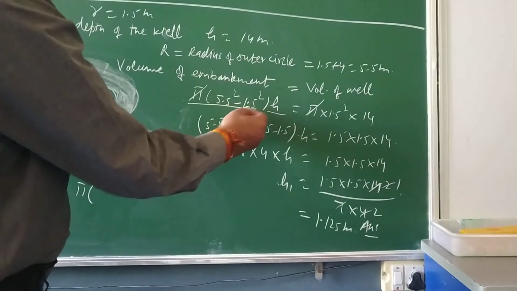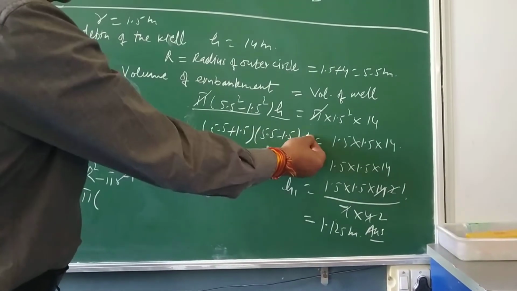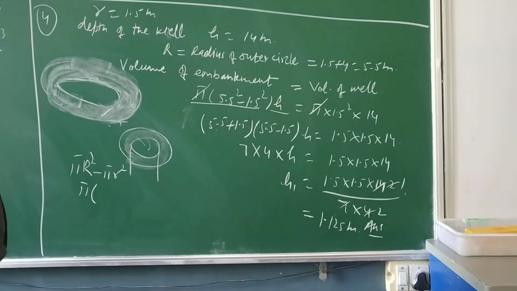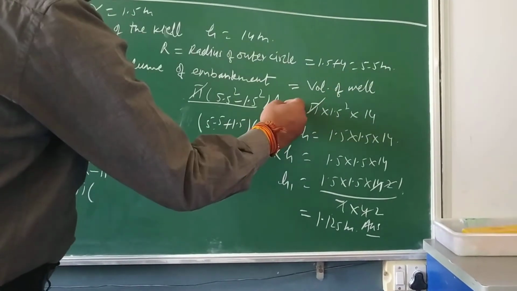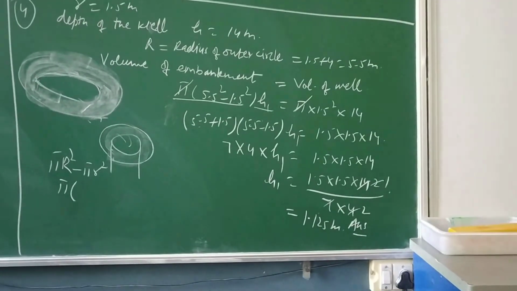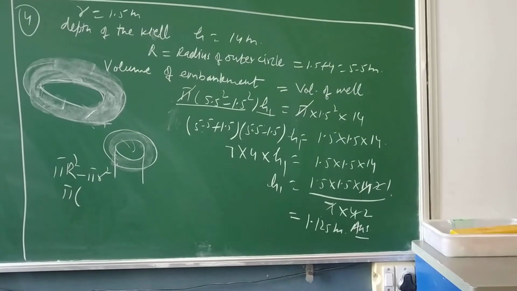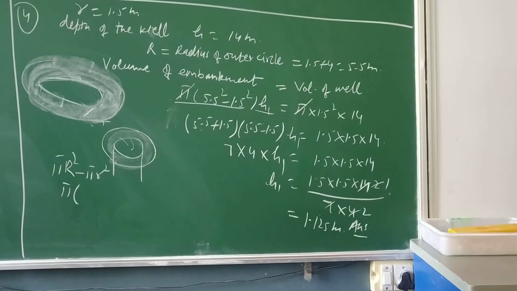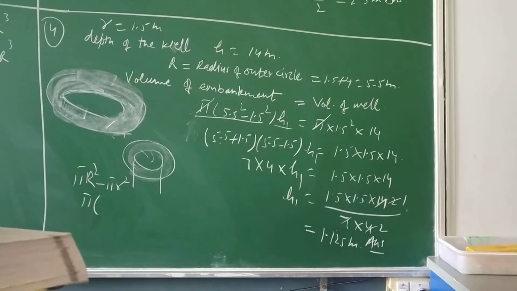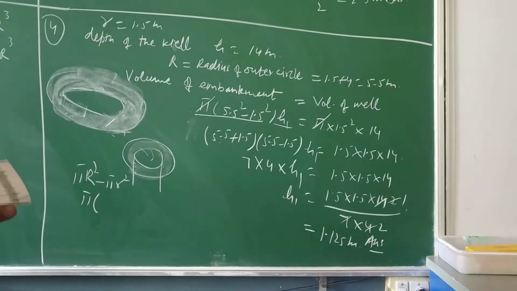Again, a plus b into a minus b, a square minus b square. You can use that. This will come 7, this will come 4 into h is equal to 1.5 into 1.5 into 14. And from here, okay, this is h, so this I will take h1. So h1 you can calculate from here, 1.5 into 1.5 into 14 upon 7 into 4, and somewhere you will be reaching at 1.125 meter up to the third place of decimal. So answer for this will be 1.125 meter. So that's all about your question number 4.